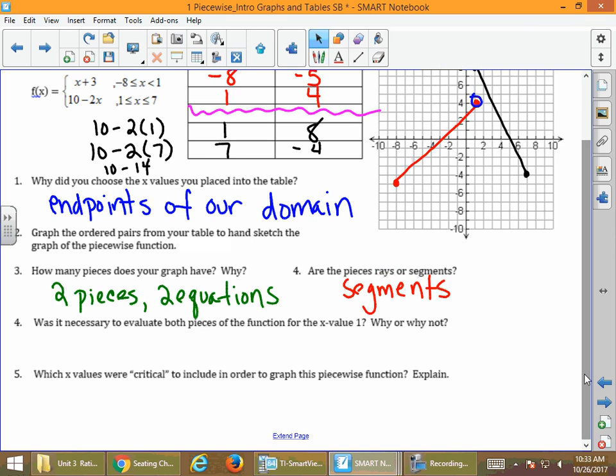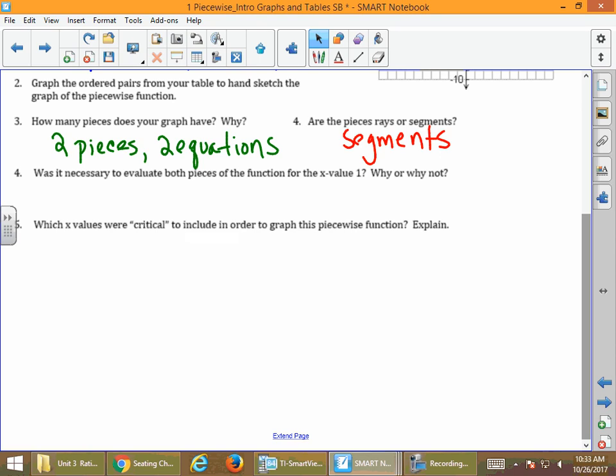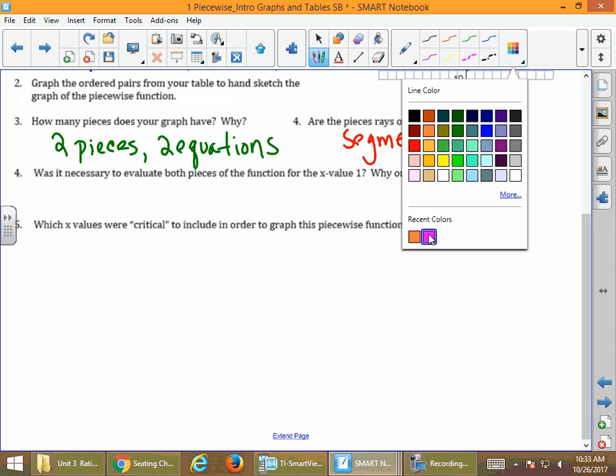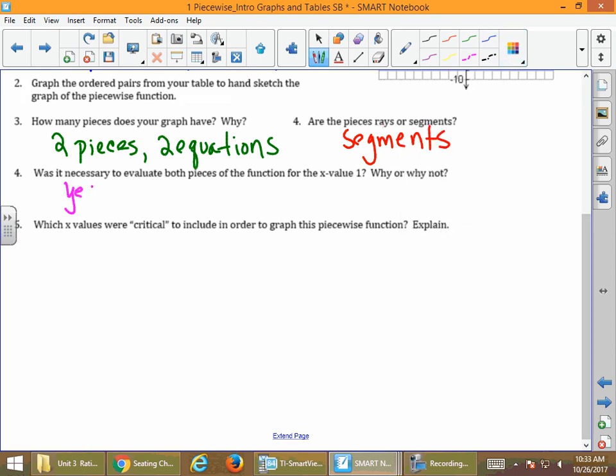Was it necessary to evaluate both pieces of the function at x equals 1? Yes. 1 is in both domains.